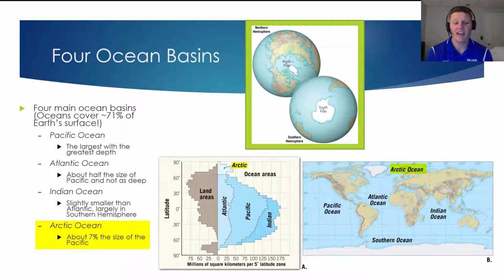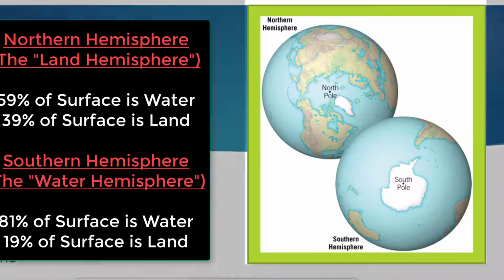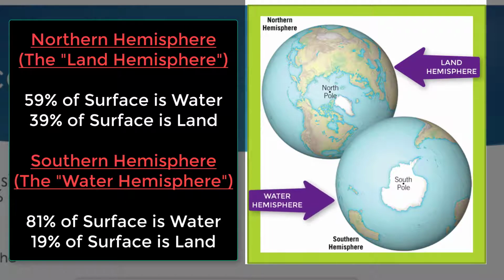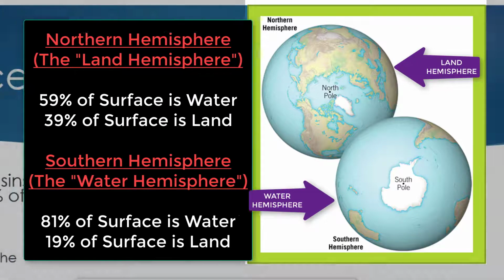The Arctic Ocean is about 7% the size of the Pacific Ocean, and it's located entirely in the northern hemisphere. There's a couple important things to consider when looking at the images shown on this slide. When we compare the northern hemisphere to the southern hemisphere, notice that the majority of Earth's landmass occurs in the northern hemisphere. In the southern hemisphere, the surface of our planet is predominantly water. When you contrast that with what you see in the northern hemisphere, where almost 40% of the surface is land, it probably makes sense why we call the northern hemisphere the land hemisphere and the southern hemisphere the water hemisphere.